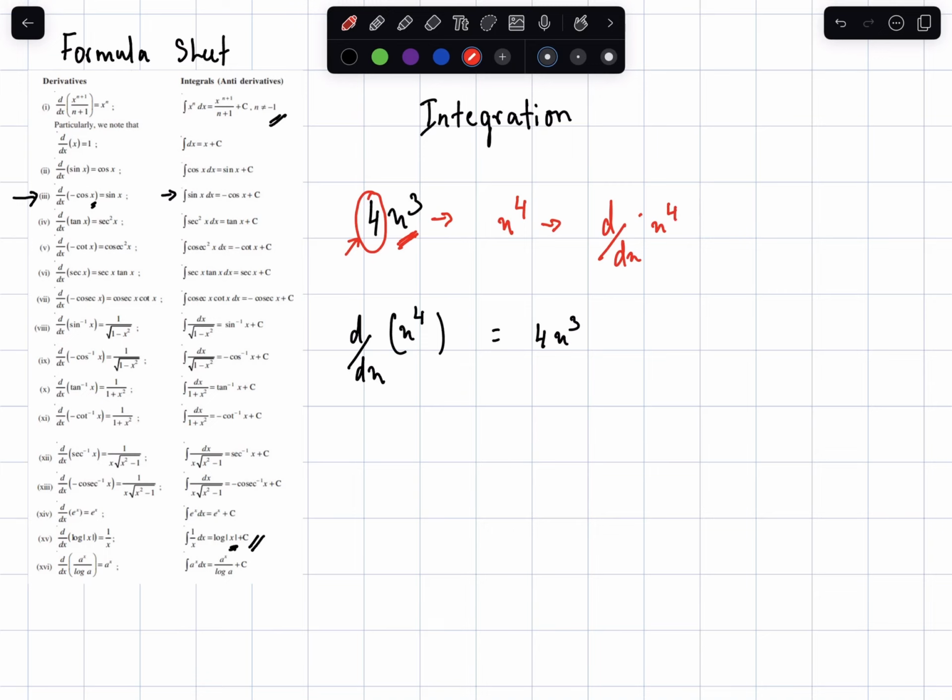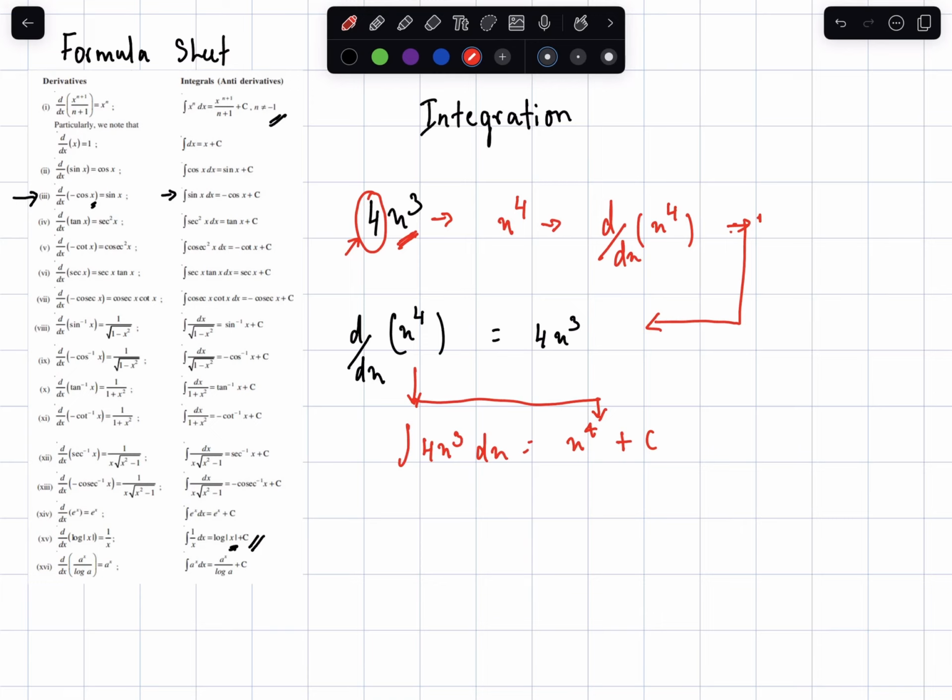Correct? And that will give you, and then differentiate it. Correct? Which will basically give you this equation, and this becomes your integral value plus c. Correct? So the integral of 4x cubed dx is equal to x raised to the power 4 plus c. Same as we did before.